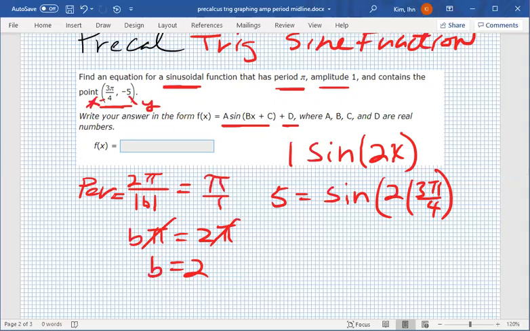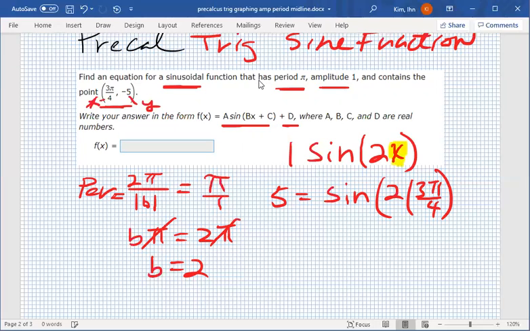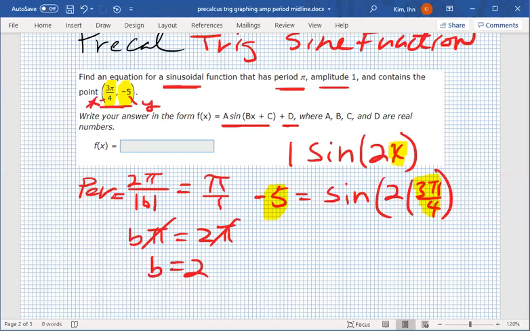3 pi over 4 is the x value, and there was a 2 here, so I just substituted. Let me get a highlighter to show you what we're doing. This is the x value right there, and we have the y value. Actually, it's -5. It's a good thing that we highlighted. This is -5, guys. So it's going to be -5 is equal to sine.